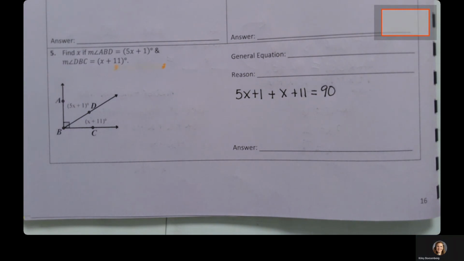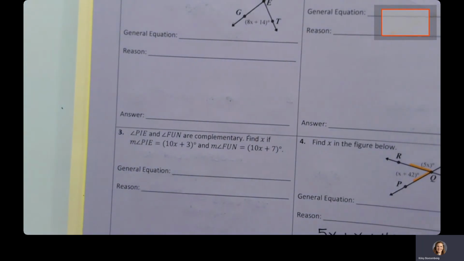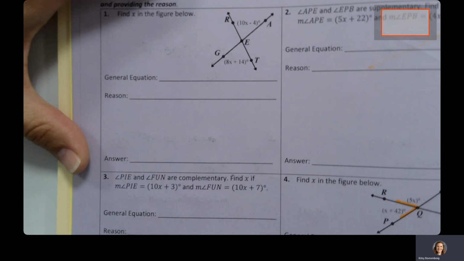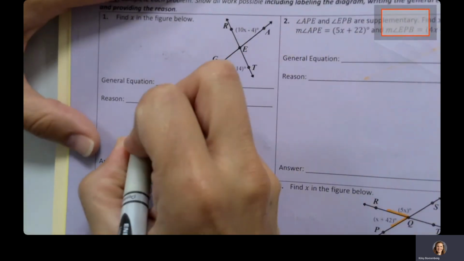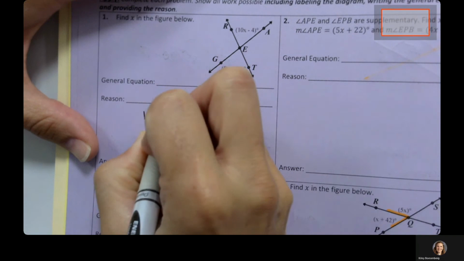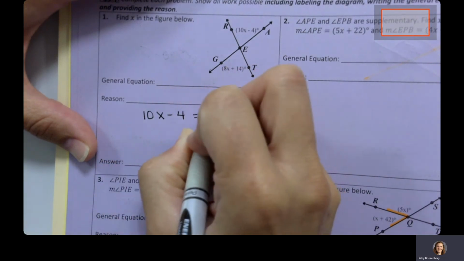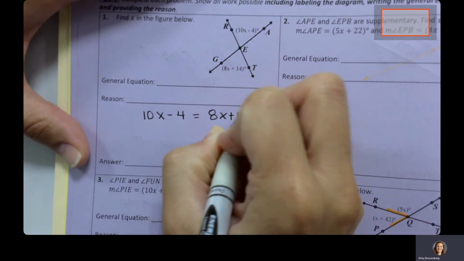Okay. Let's talk about the 3 that I asked you to do. Let's make sure you're good with those, and then we'll finish up all the way through equations and reasons for all of them. Okay, so starting back up at the top here, you should have set those equal. So it should look like this. If you don't have this written down, you can write it down, but most of you had at least half of this. So we've got 10x minus 4 equals 8x plus 14.